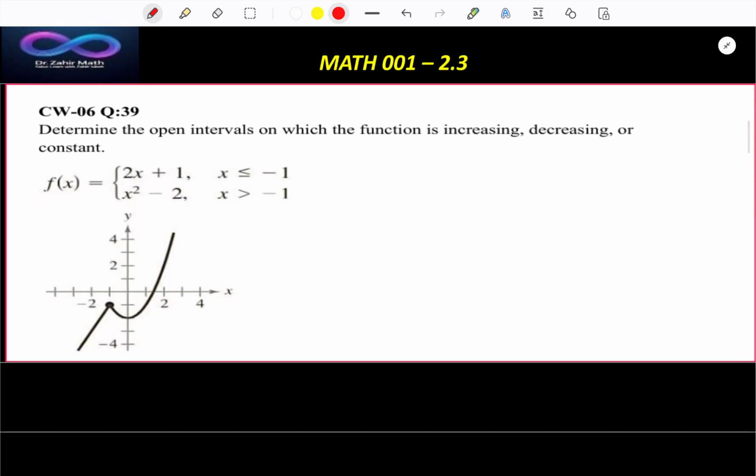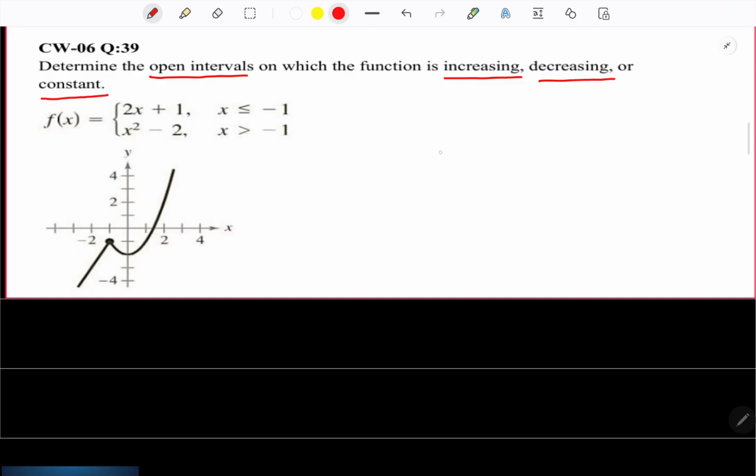Determine the open intervals on which the function is increasing, decreasing or constant. Open intervals, increasing, decreasing and constant. Yes. Now look here, everybody. This is a graph which looks like this. Increasing, decreasing, again increasing. Can you see that? Increasing, decreasing, increasing.